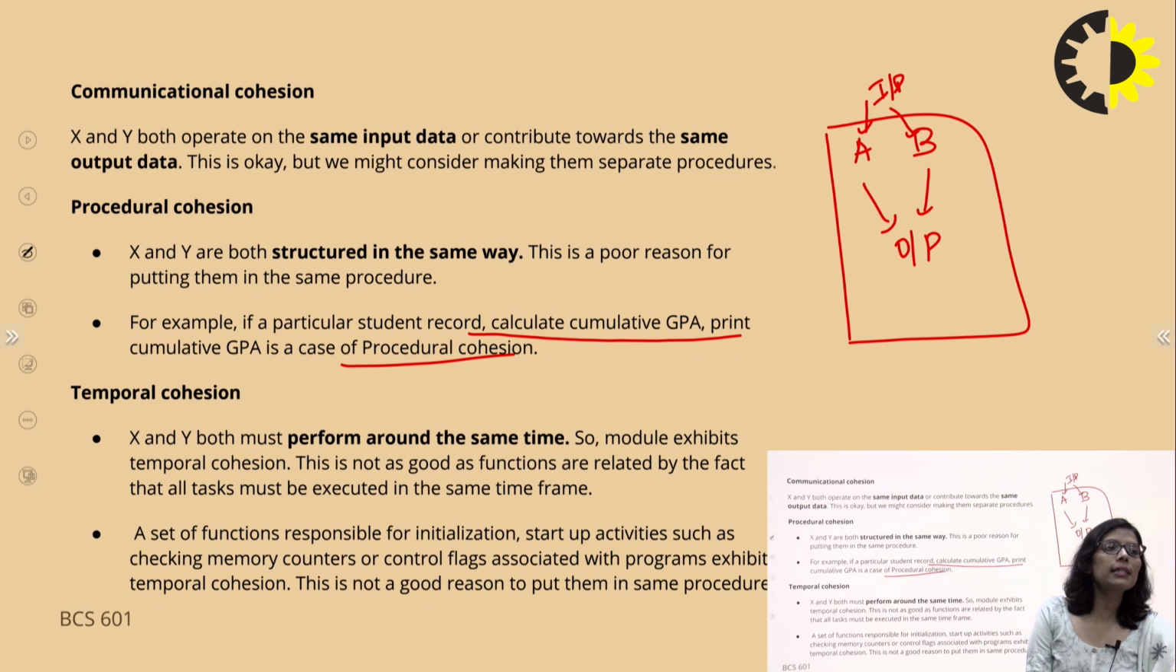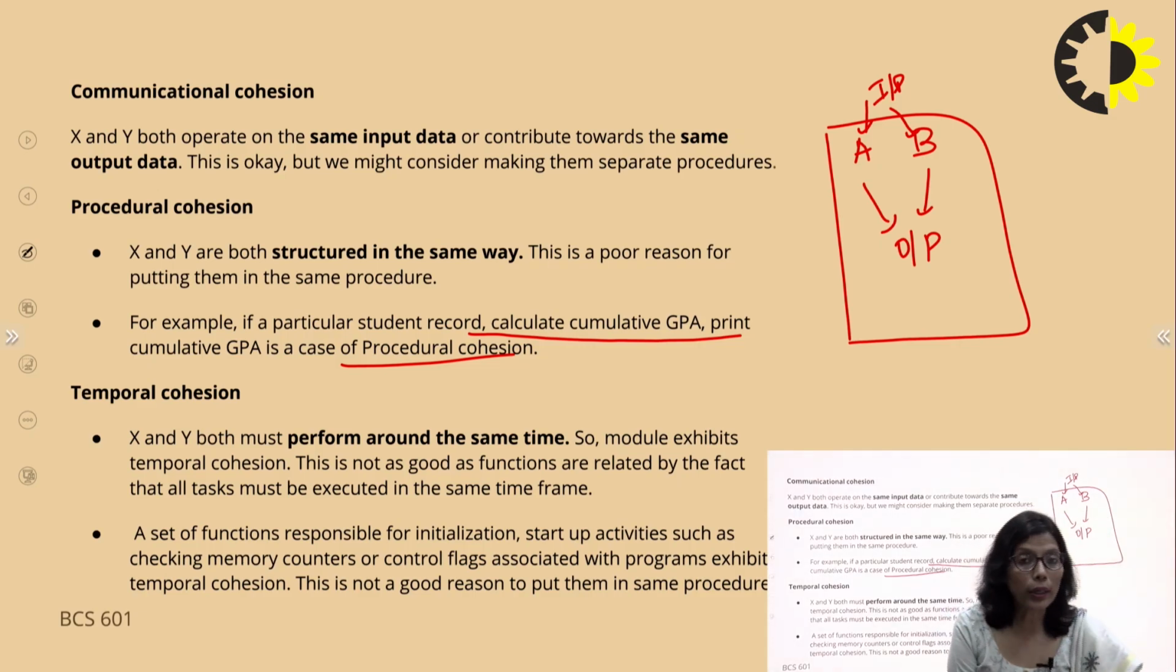Temporal cohesion means X and Y are performed at the same time and therefore we put them into the same module. Such a module exhibits temporal cohesion, which is not good, as the functions are related only by the fact that all tasks must be executed in the same time frame. So, if some tasks are executed at the same time and therefore we put them into the same module, it is also not expected.